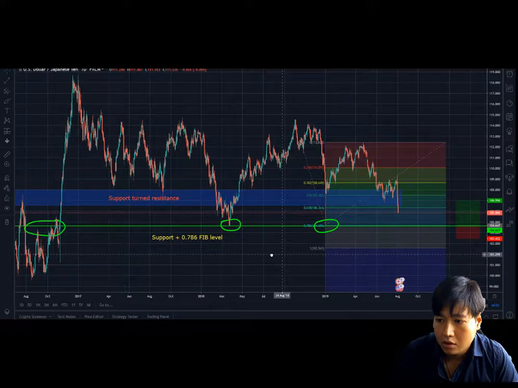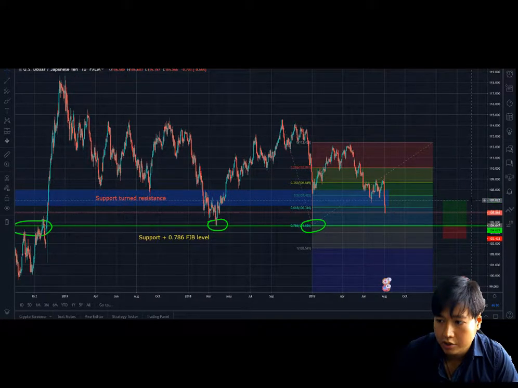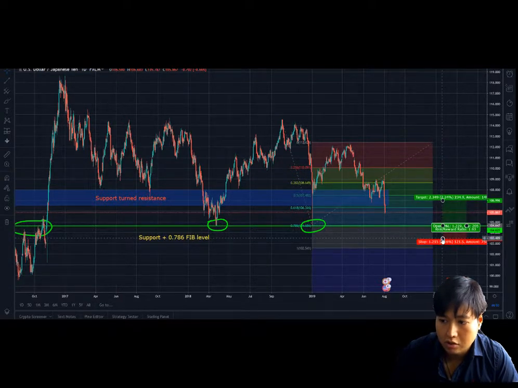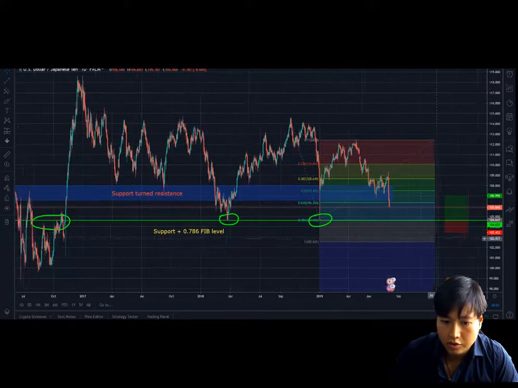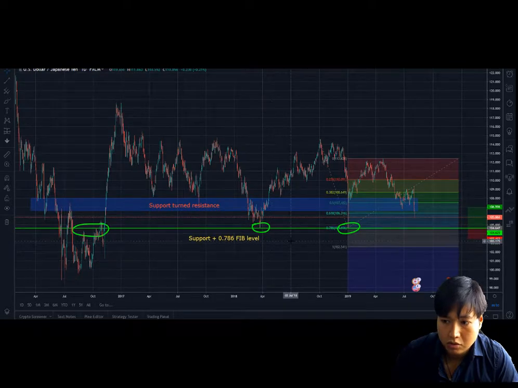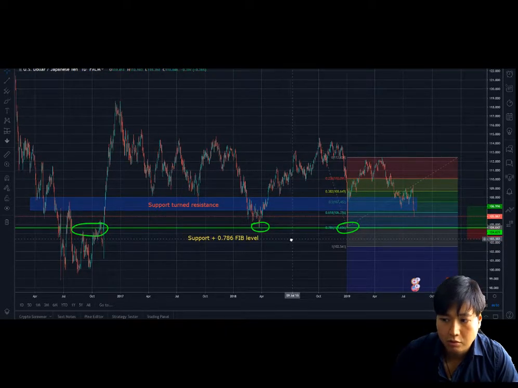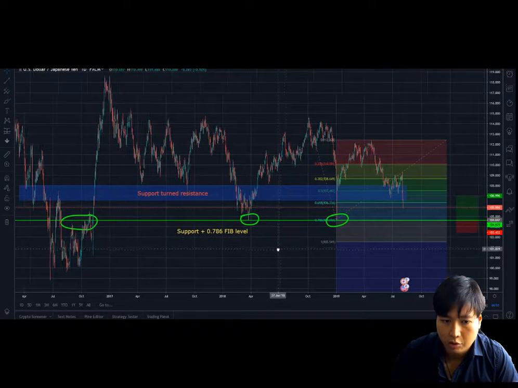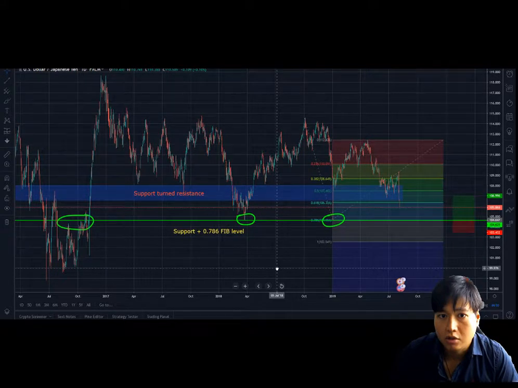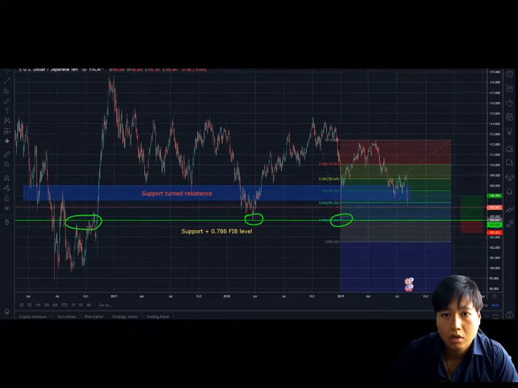So I've set the take profit target to be over here, 107.022, and stop loss about over here. So you can see almost a 1 to 2 risk reward ratio. Stop loss over here, but you can experiment with your own stop loss and take profit as well. So that's the first one for USD JPY.